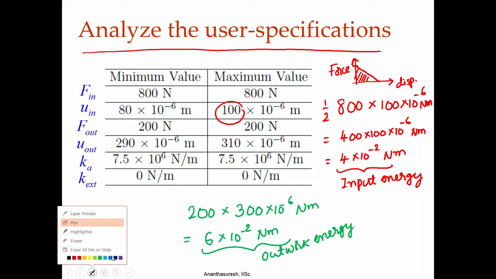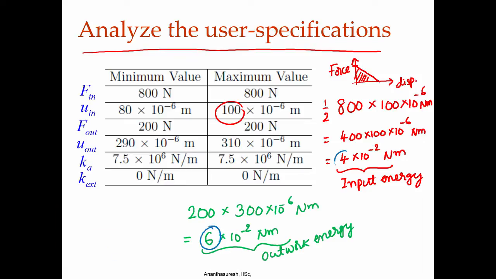So, we have this output 6, while the input was only 4 into 10 power minus 2. So, it is not going to work. Immediately we can say that this specification of the user does not work. This is an obvious thing, you can do the energy calculation like this and then say that it is not going to work. Okay. But the point here is sometimes when the user specifies all these lower and upper bounds, what might look possible based on this simple energy calculation actually might not lead to a particular mechanism.